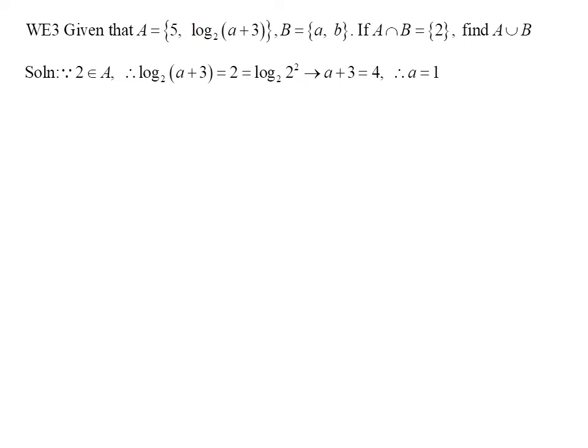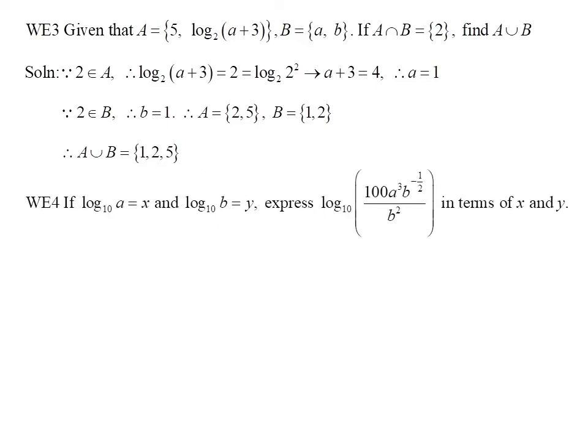Since 2 is a member in set A, logarithm base 2 of the sum of a and 3 must be equal to 2. So from this equation, we obtain the value of a, which equals 1. Since a equals 1, the member b in set B must be equal to 2, because 2 is also a member in set B. Hence, set A contains 2 and 5, while set B contains 1 and 2. Therefore, the union of sets A and B is 1, 2, and 5.